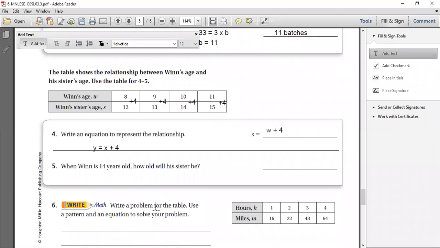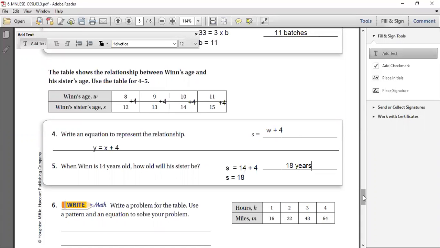Now moving on to question number 5. They are asking, when Win is 14 years old, how old will his sister be? So what are you going to do? Win's age is W, right? So all you need to do is in place of W, replace W with 14. That's because Win's age is W. So 14 plus 4 gives you S is equal to 18. So how old is Win's sister going to be? She's going to be 18 years old.